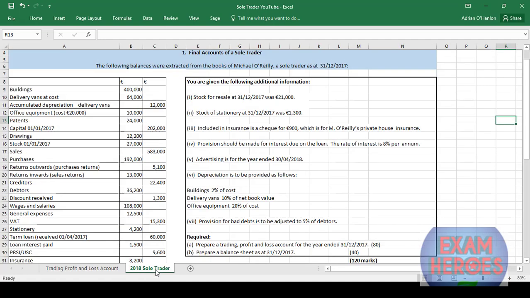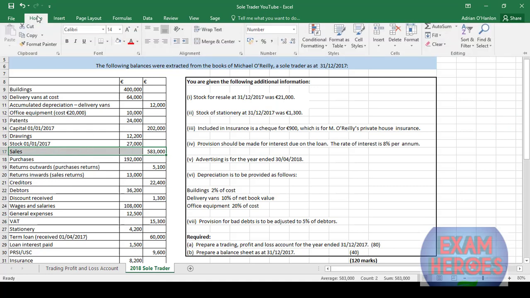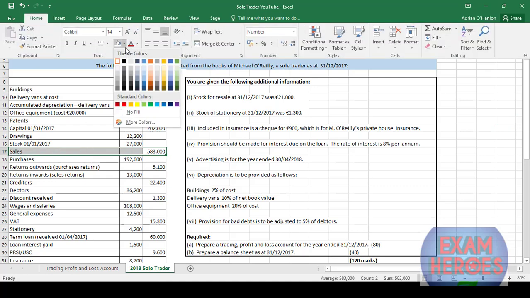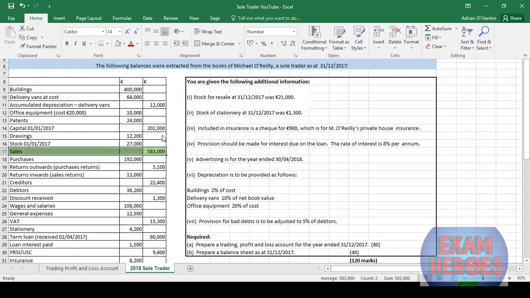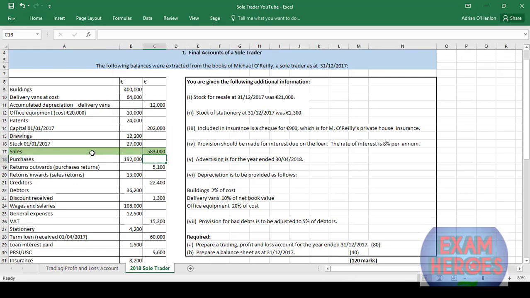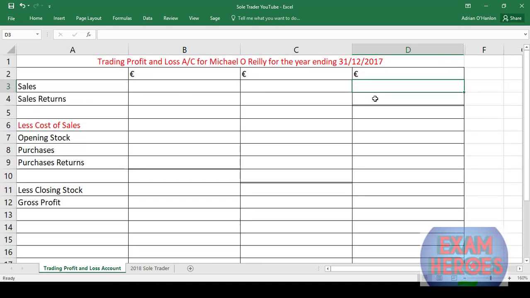First thing we'll do is get our sales account. So we have 583,000 for sales. I always advise learners to highlight the different elements of your trial balance when you have taken that information out. So when you've extracted that information, highlight it so you know you've actually adjusted it. So it's 583,000.